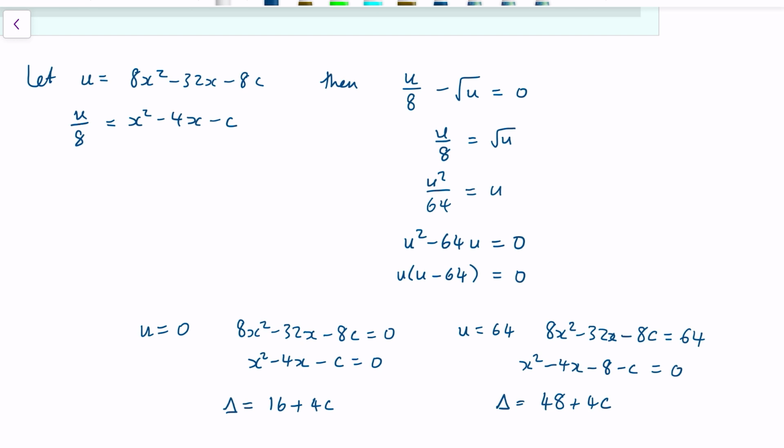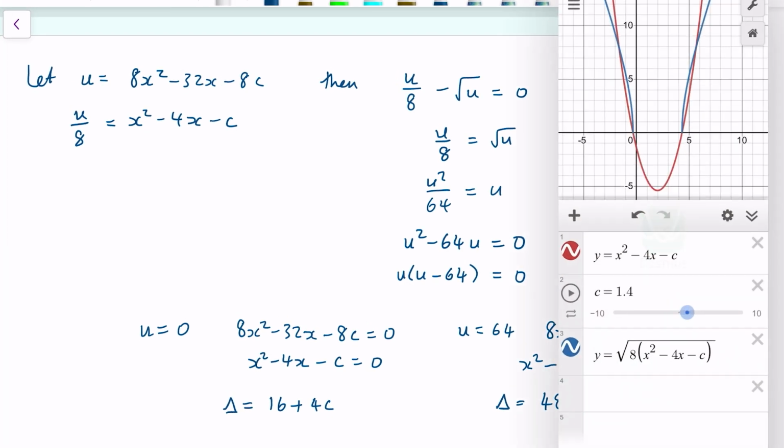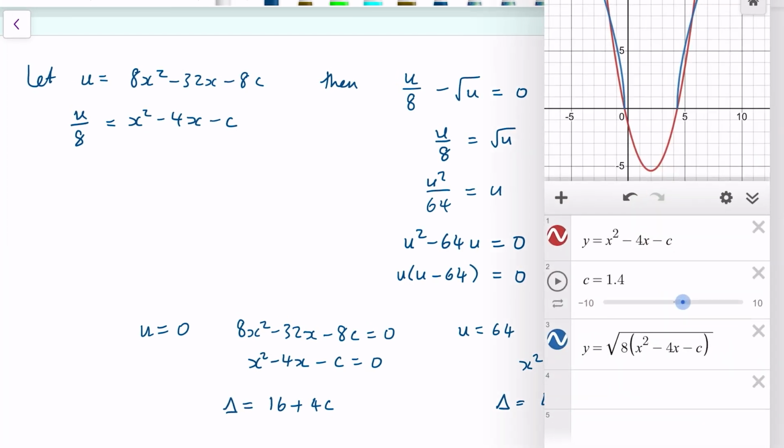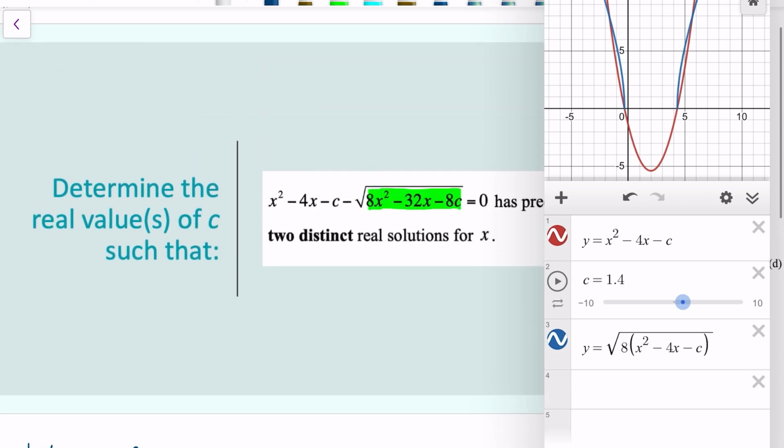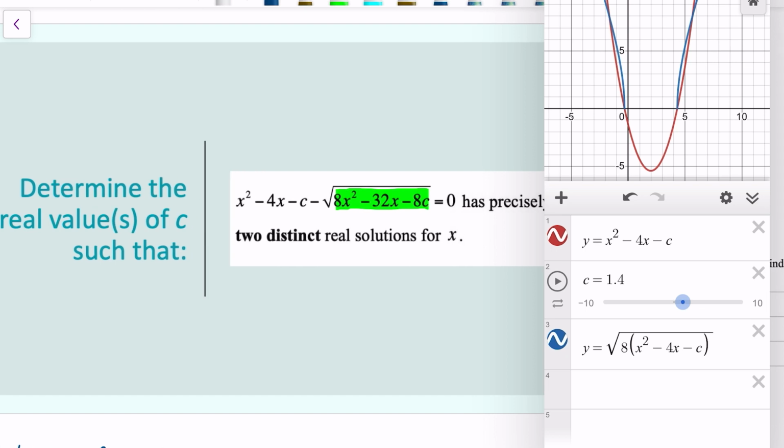So let's just have a quick look at Desmos before we solve this. I've put in the graph in red. There is the left hand side of the equation. I've taken the whole square root term to the other side and made it a different graph, and then I'm going to look at how many positions these graphs meet at. What you should notice straight away is that they meet on the x-intercepts. That's because we just found that u equal to 0 generated some solutions. And if I move c upwards and upwards, that always is true. So there's two solutions there.